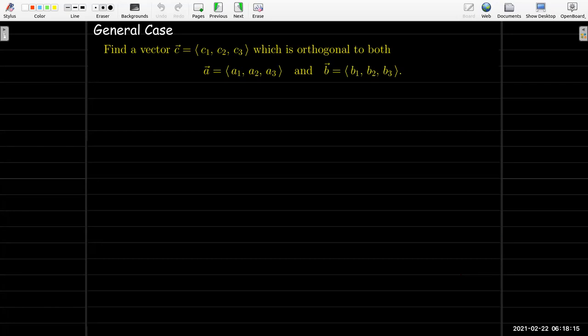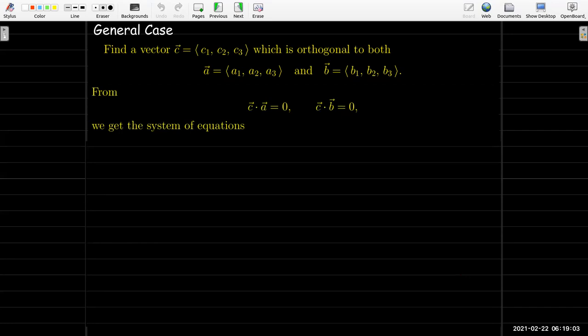So we don't want to go through and have to solve a system of equations every time we need to do this operation. So what we'll do is we'll look at a general case and see if we can come up with a formula for the cross product. So we're going to repeat the same steps that we just did, but instead of using A and B, which have fixed numbers, they're just going to have A sub 1, A sub 2, A sub 3 for the components of the A vector, and B sub 1, B sub 2, B sub 3 as components of the B vector.